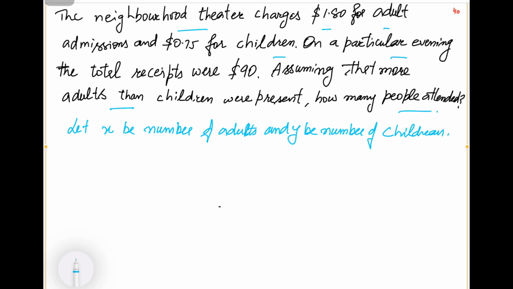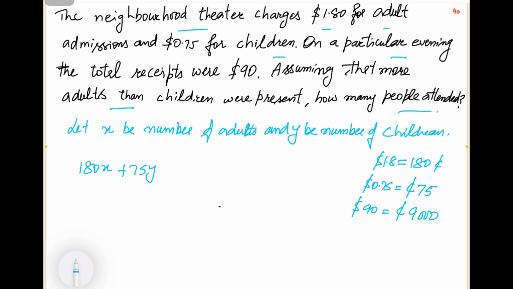Then we are given adult ticket charges is 1.8. So let's convert this $1.8 into cents. It is 180 cents. And for children it is 0.75, so this is 75 cents. And total collection is $90. So in cents this is 9,000. So the equation becomes 180x plus 75y equals 9,000. So here this is A, B, C.